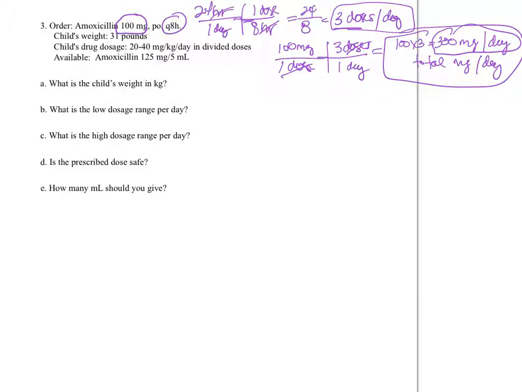Okay, now let's get on with the rest of our calculations. The next thing we're going to do is look at the child's weight in kilograms, right? Because we have pounds here. We know 1 kilogram is worth 2.2 pounds, and we have a child that's 31 pounds. So we go across and multiply across.